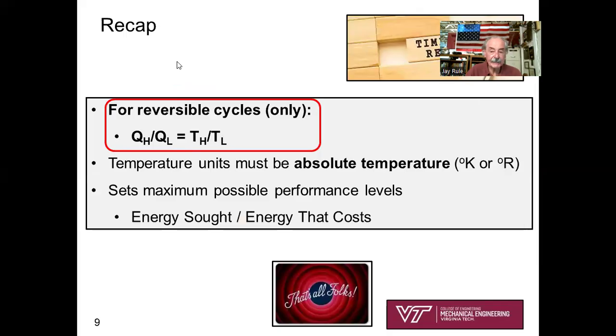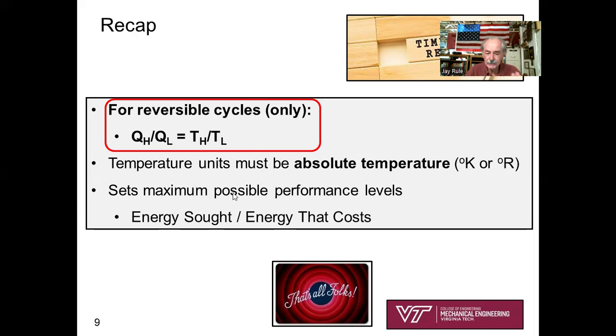So that brings us up to a recap of an extraordinarily powerful but short video. For reversible cycles only, I've even circled this: QH over QL equals TH over TL. So I know it's tempting. That's the reason I've circled it. It's tempting to use this all the time. You must not do that. You must fully understand what this fundamental relationship applies to. Reminder, temperature units up here must be an absolute temperature, degrees K or degrees R.